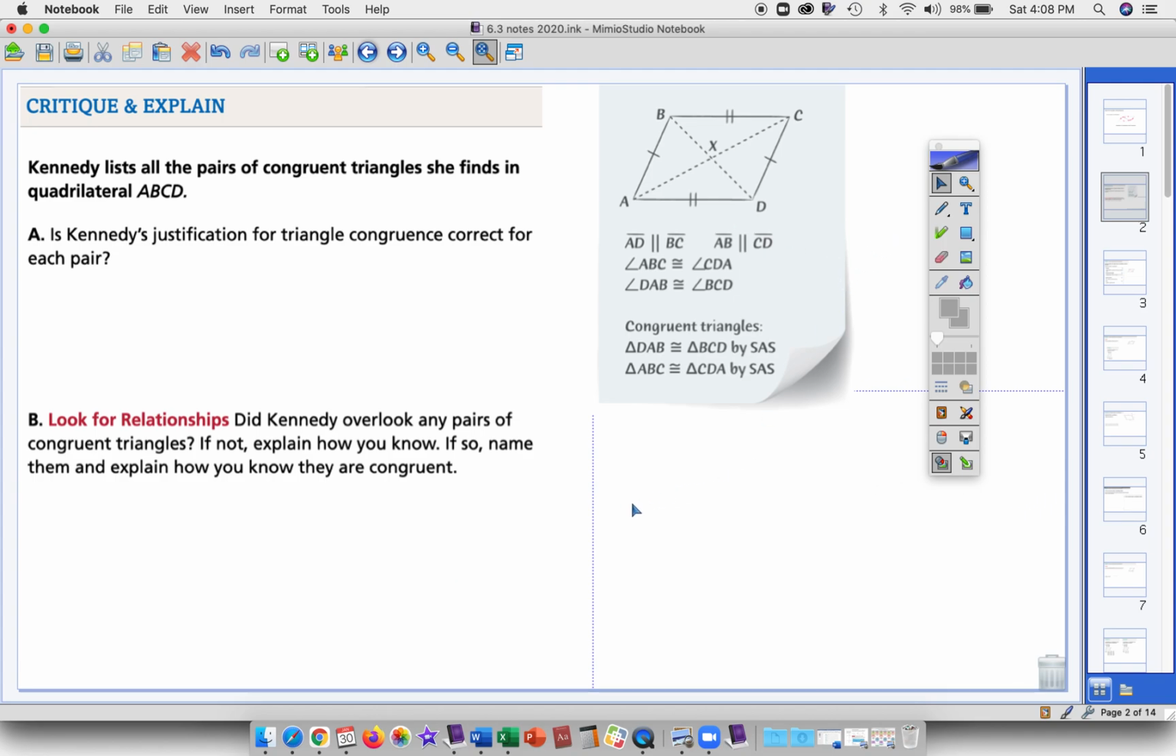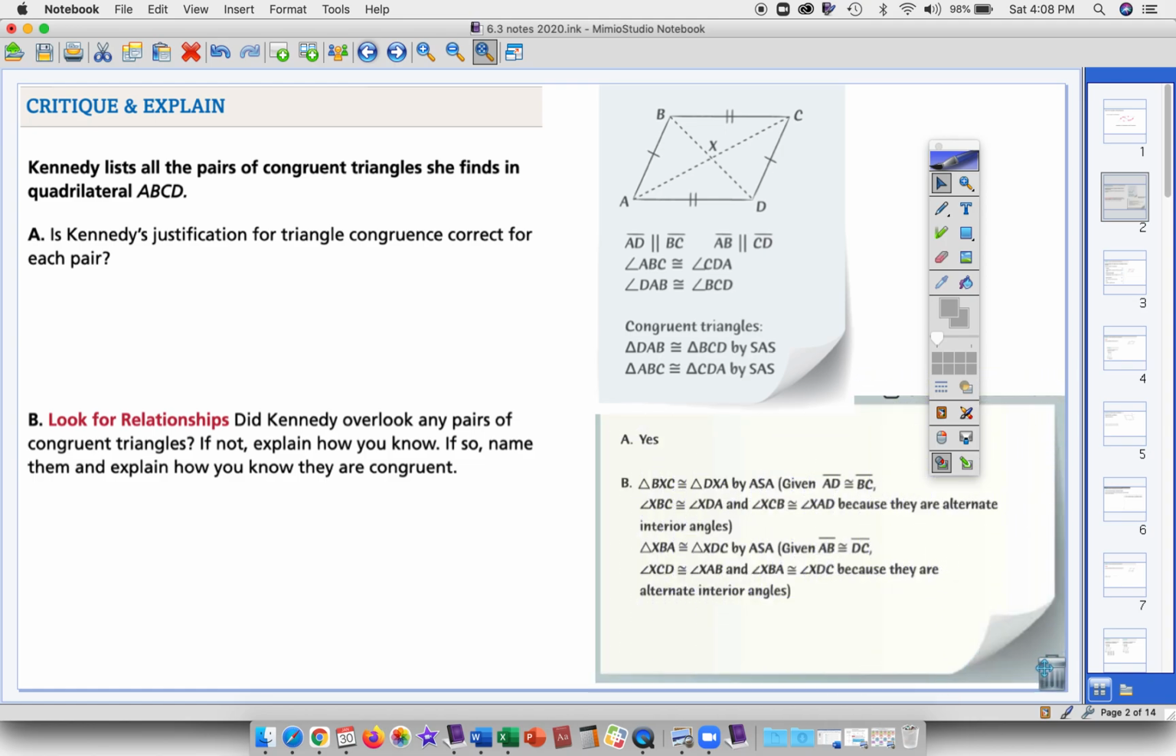Okay, let's see what you have. So yes, her triangle congruence is correct, but she did miss some pairs. Okay, so you can pause the video again and see if you came up with the same missing pairs.